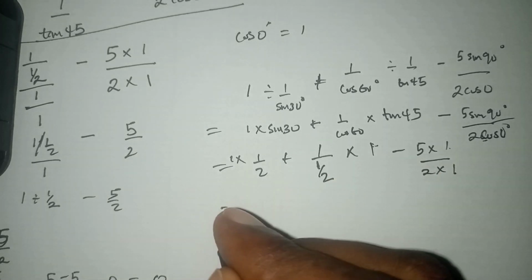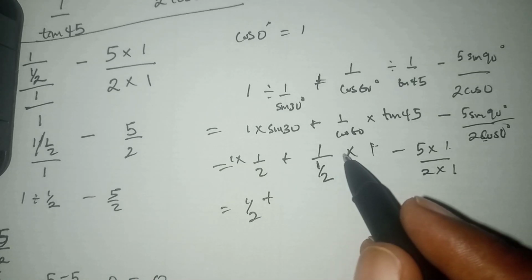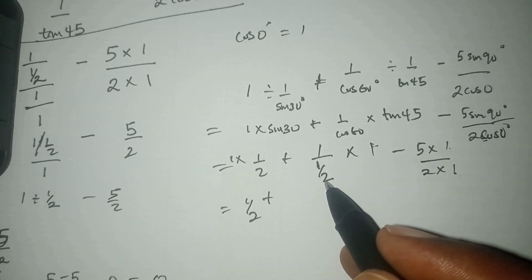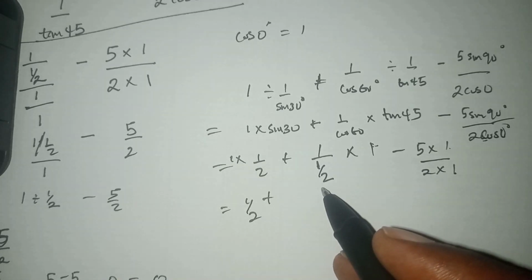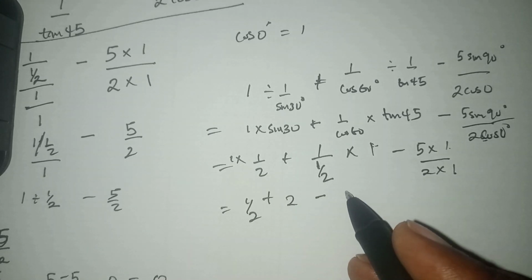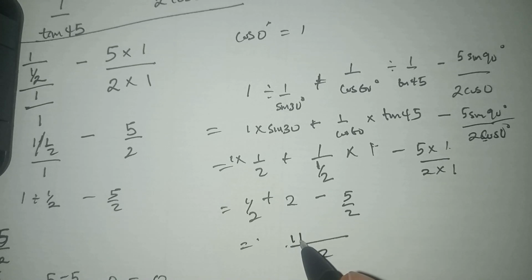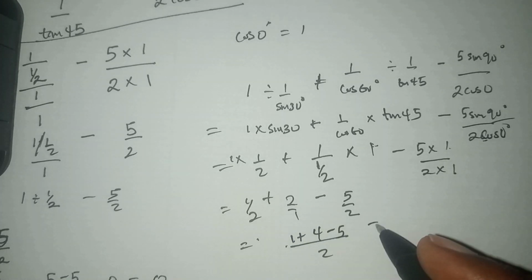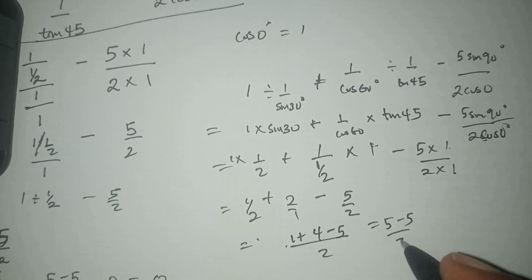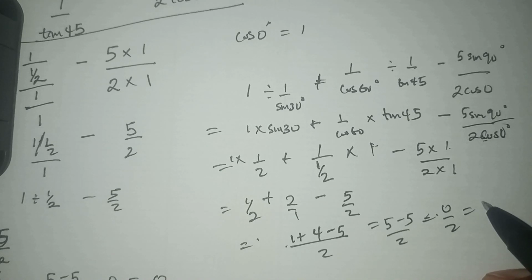So from here, 1 times 1 over 2 is 1 over 2, plus 1 divided by 1 over 2. What's 1 divided by 1 over 2? It is 2, and 2 times 1 is 2, then minus 5 over 2. So we get the same thing. This is 1 plus 4 minus 5, and this will give 5 minus 5 over 2, which gives 0 over 2, and this gives rise to 0.